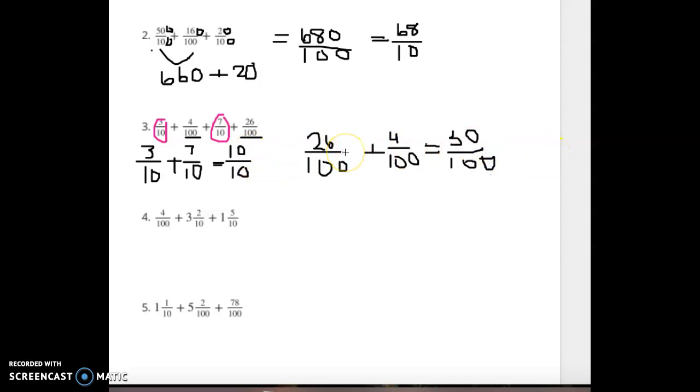Now I have to combine them. So I have 10 tenths plus 30 hundredths. 10 and 100 aren't the same. So I'm going to cross this 0 off to make it 10. So I have 3 tenths plus 10 tenths, and that would get me 13 tenths.